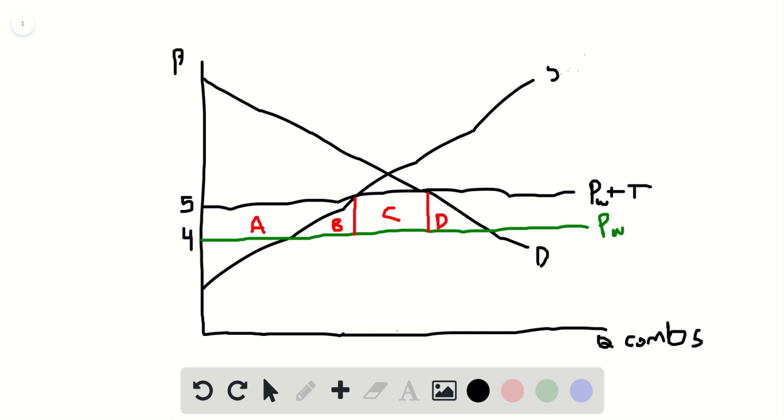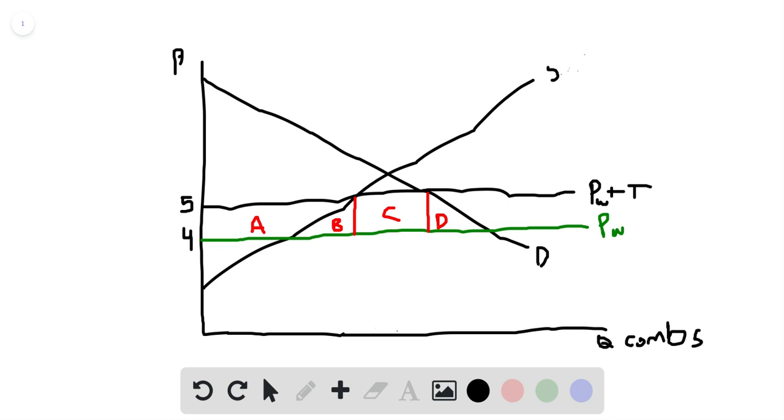Lastly, which area shows the deadweight loss in this graph from the tariff on combs? Well, here the deadweight loss is going to be areas B plus D. The tariff, we know, reduces the surplus by the sum of the areas A, B, C, and D.